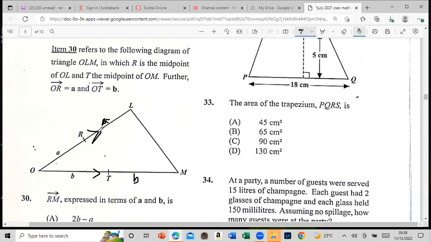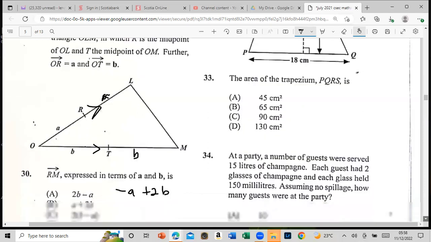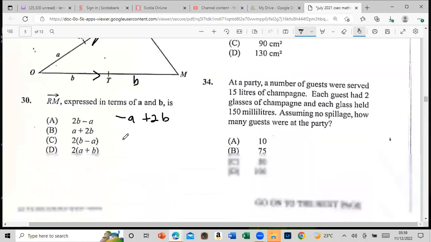Alright, we're going to look for RM, from R to M, so we go here and then go there. We go in this direction first, against the arrow, so that's minus A, and then all the way, so it's plus 2B. With vectors, they don't like to start with the negative, so it will be 2B minus A.